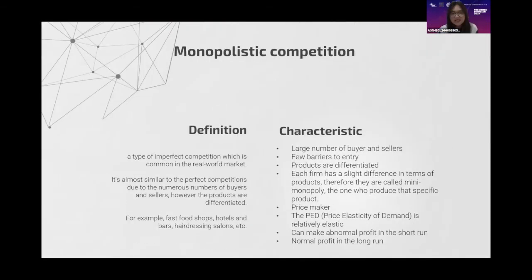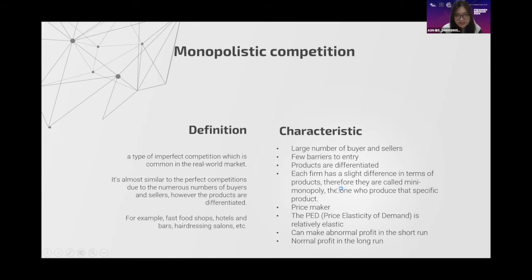Okay, so the last one is monopolistic competition. It is a form of imperfect competition, which is a common market structure in the real world market. It's almost similar to perfect competition due to the large numbers of buyers and sellers. However, the products are differentiated. Some examples of monopolistic competition are fast food shops, hotels and bars, and hairdressing salons. As I said before, the characteristics of monopolistic competition are that they have a large number of buyers and sellers, and the products are differentiated. Next, it also has easy entry, which means it has few barriers to entry.